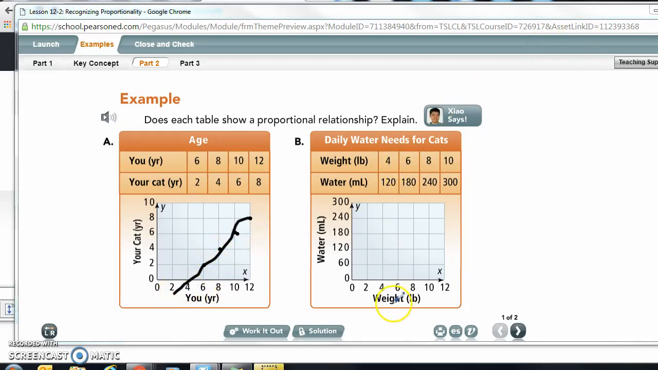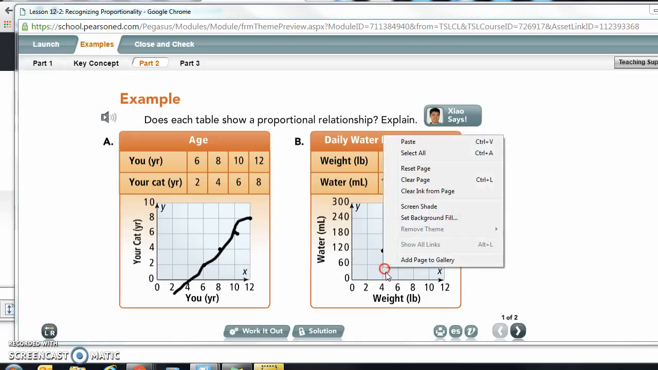When my weight is 4, my water is 120. When my weight is 6, my water is 180. When my weight is 8, my water is 240. When my weight is 10, my water is 300. So they want to know, are these proportional?